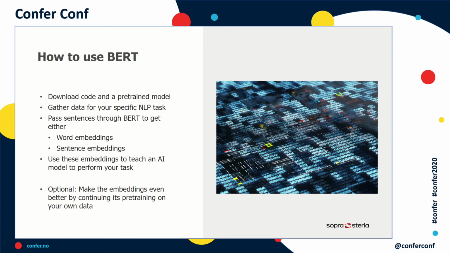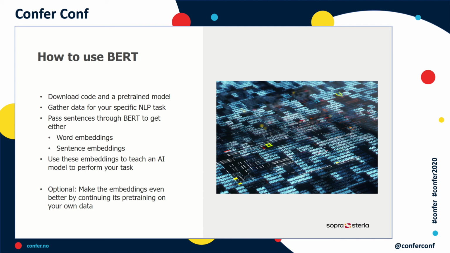And you also need to gather usually labeled data for your specific NLP task, such as labeled emails or labeled documents or messages with the sentiment already labeled, to use the previous examples. And these data you pass through BERT. You just give it the input data, typically separated into sentences, and then you get output. You don't need to worry about anything in between.